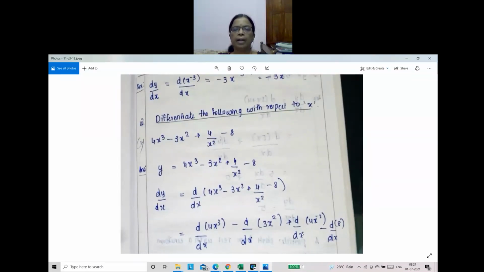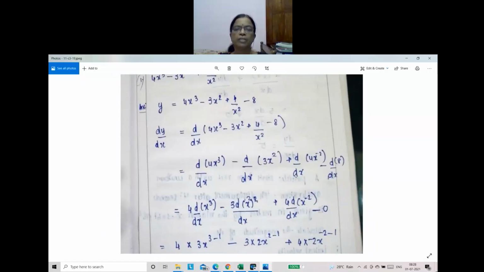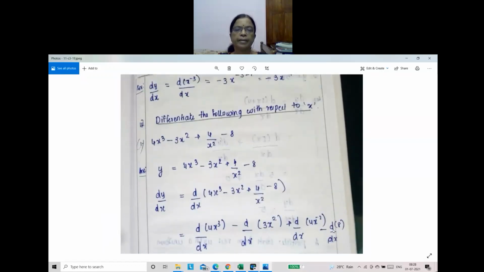2 by dx, 4 into d by dx of x raised to minus 2. Then the last one, d by dx of 8. What is it, children? The derivative of a constant is 0. So that we have written here.